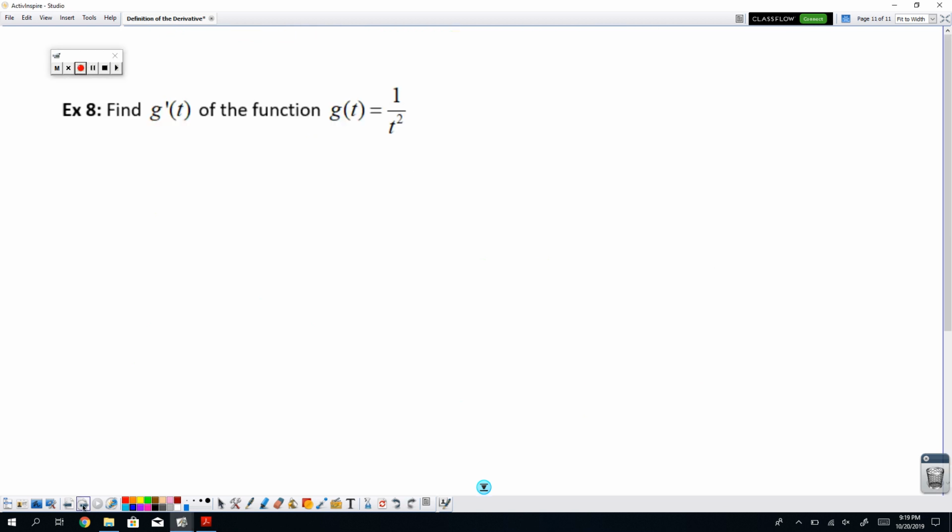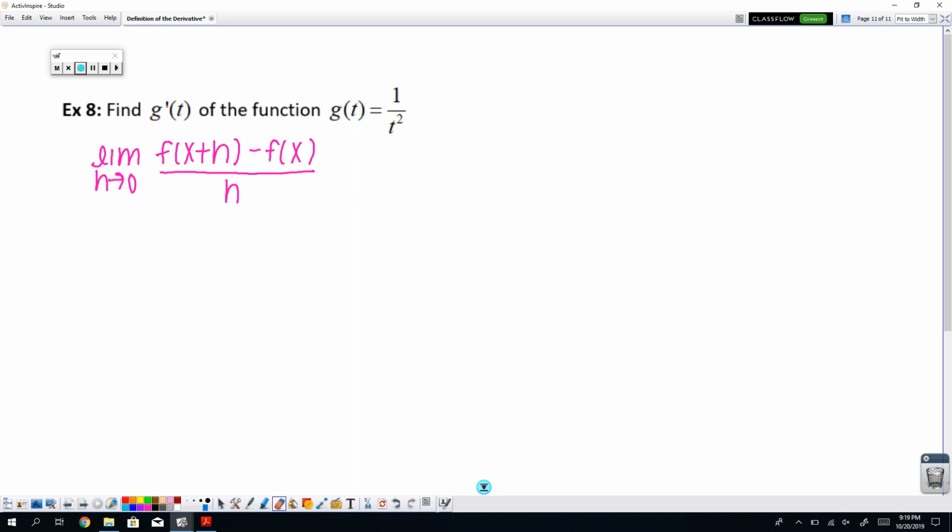Alright. Now, let's look and see about the last one. So it says find g prime of t for the function g of t equals 1 over t squared. So I'm sure that you know, and you can probably already tell, we're going to have to deal with complex fractions. So we're going to do the limit as h approaches 0 of f of x plus h minus f of x all over h. Okay? Now it says g of t, but I'm just going to use x's instead, and I can put t back.